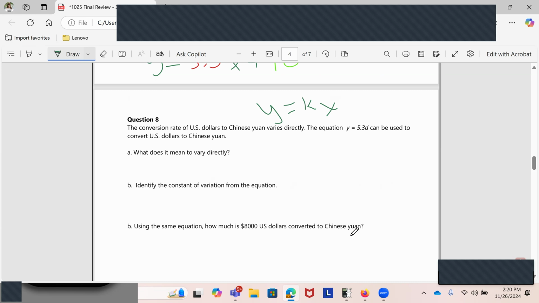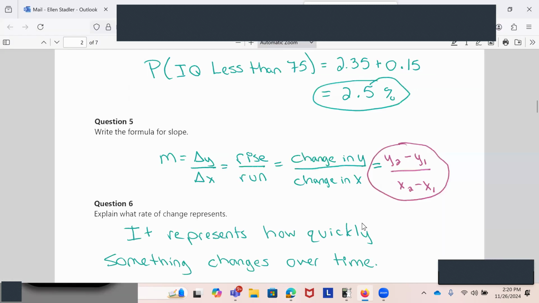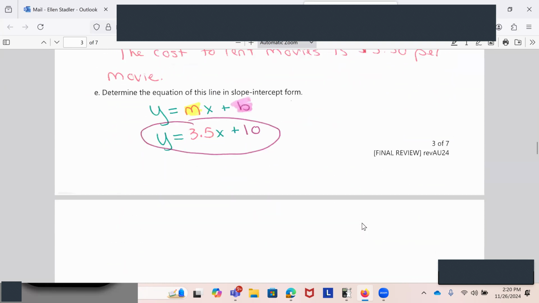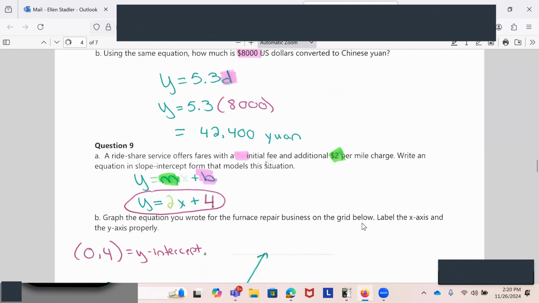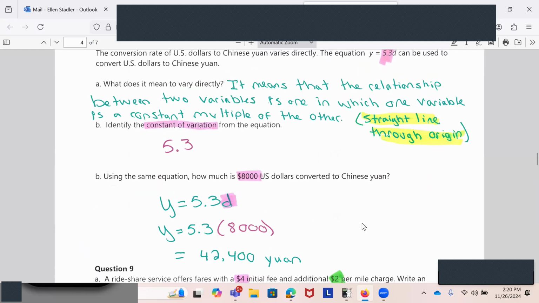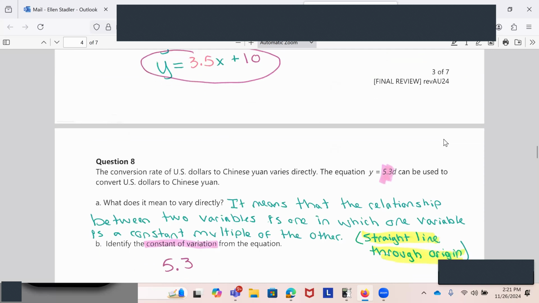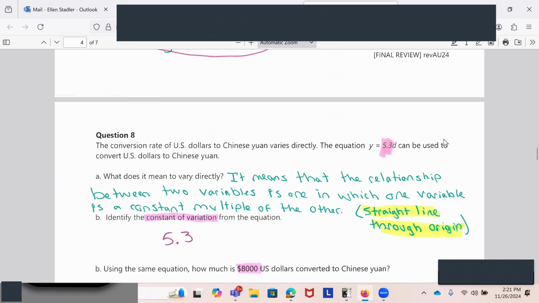What does it mean to vary directly? So again, so you don't have to watch me write, because I know that's painful, we'll look at what it says here. To vary directly, it means that the relationship between the two variables is one in which one variable is a constant multiplier of another. We talked about this as being a straight line through the origin. Back when we did that section, we said it had to go through 0, 0, and it had to be a straight line, either up or down. So, that's a simple explanation, but it works.